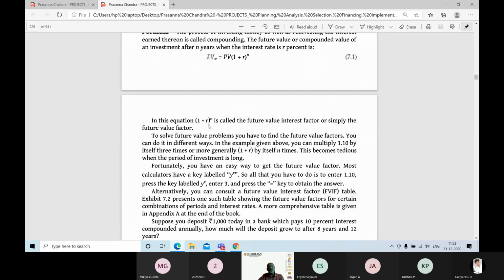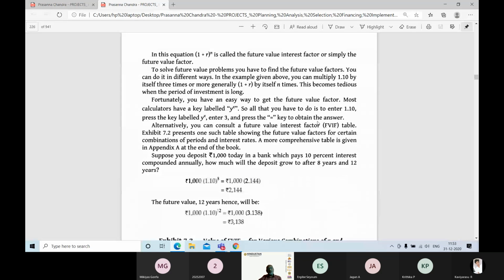So this equation, 1 plus R whole power n, is called the future value interest factor, or simply the future value factor. To solve a future value problem, you have to find the future value. You can do it different ways.